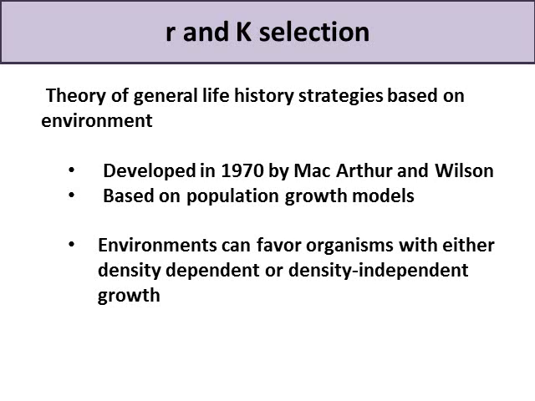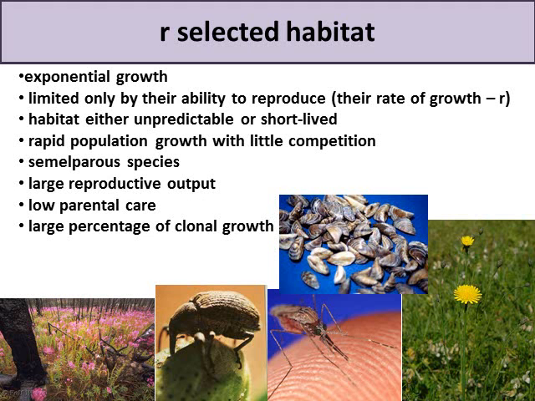And this is a theory of the environments. Environments can shape the life history of the organisms, and environments can in fact favor organisms with either density-dependent or density-independent growth. So r-selected habitats tend to be habitats where the majority of the organisms have exponential growth. They tend to be limited only by their ability to reproduce. Remember, that is exponential growth. So the only limit on the rate of growth for organisms undergoing exponential growth is how fast they can reproduce.